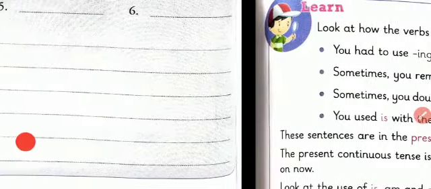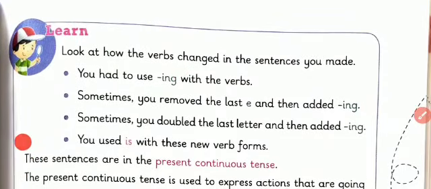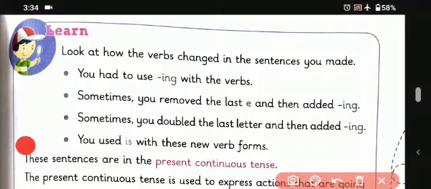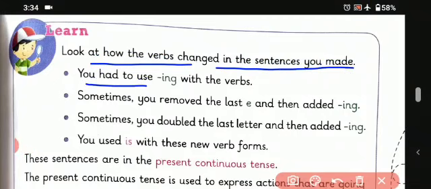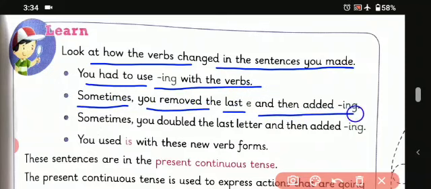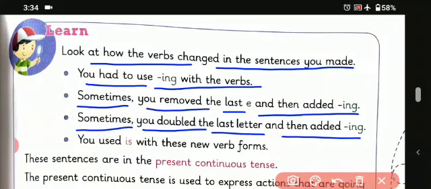Now here is another one. Let's understand what the change of sentences is all about. Look at how the verbs change in the sentences you made. You had to use ing with the verbs. Sometimes you removed the last e and added ing. Sometimes you doubled the last letter and then added ing. You used is with these new verb forms.